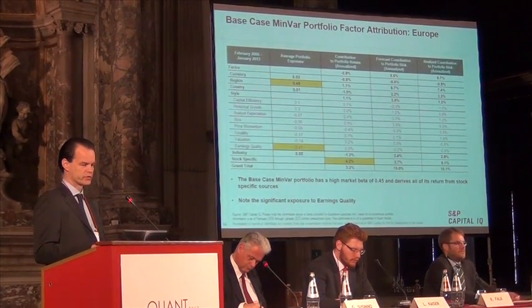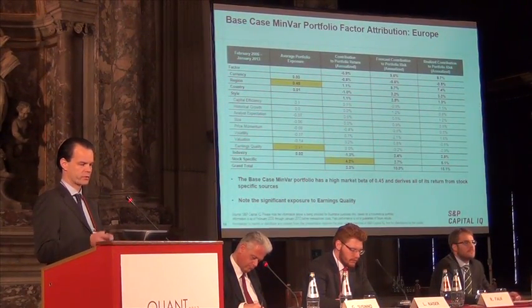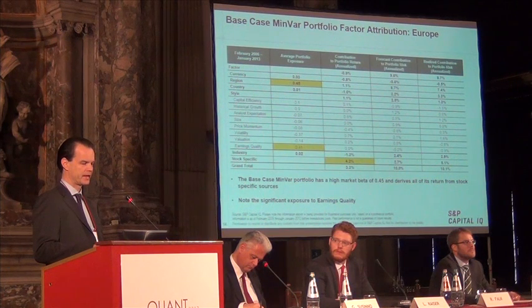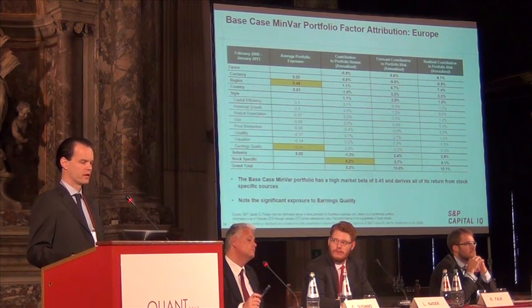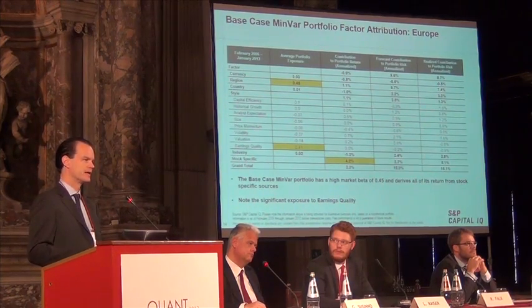However, it's not what contributes to return, right? The contribution of earnings quality to return is actually zero. So constructing a highly earnings quality exposed portfolio doesn't give you the minimum variance performance. However, when constructing a minimum variance portfolio, you end up with something that is, at least in part, a highly earnings quality exposed portfolio.